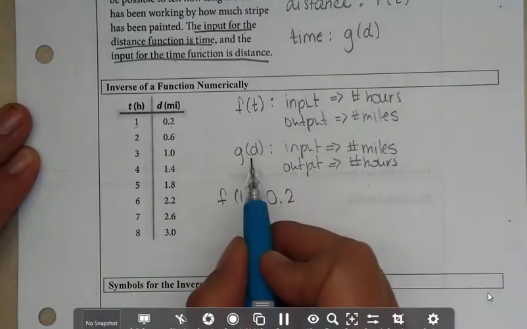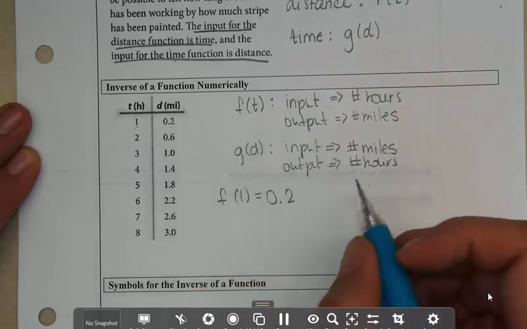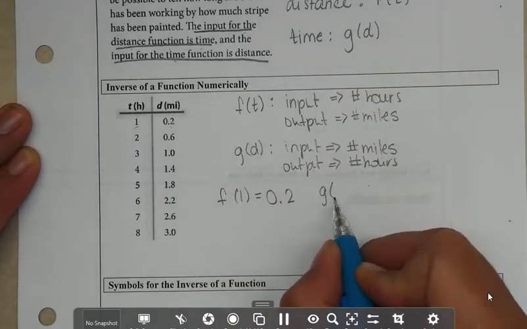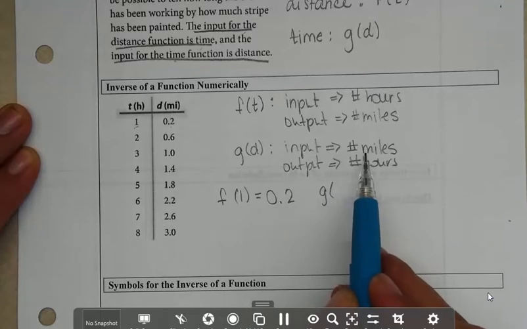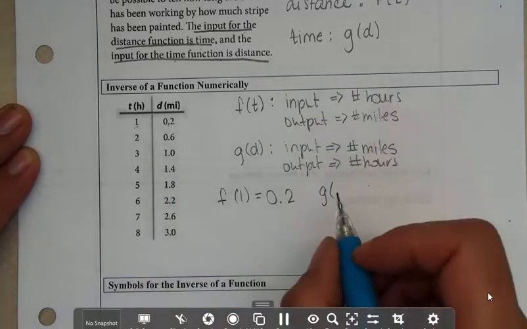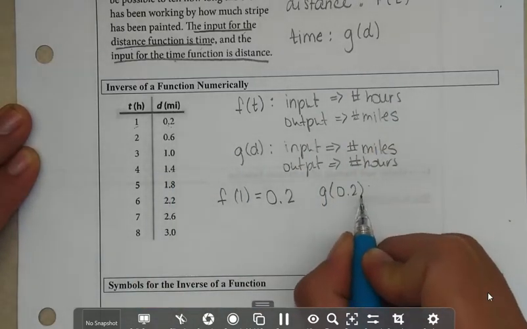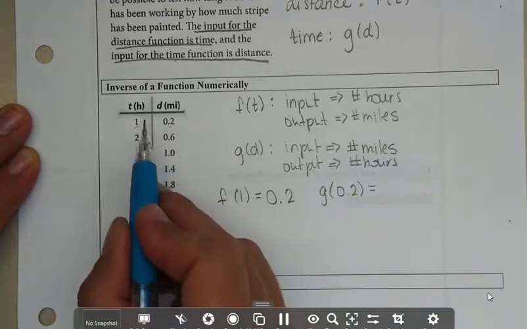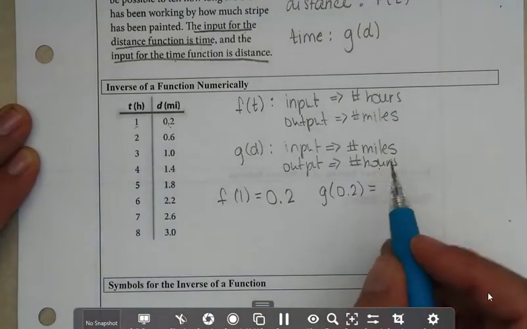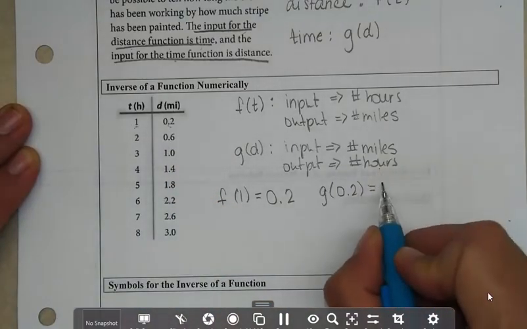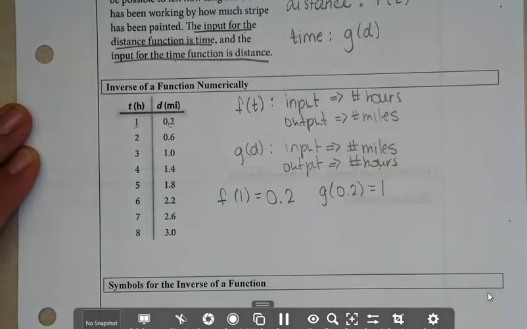Okay, now let's reverse that. Let's use the time function. So if I do g, my input for that is number of miles. So my input here is 0.2. And what's my output? My output is time, or number of hours. So I get 1.